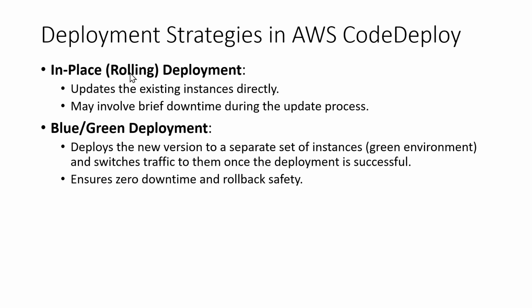Okay, so if you are going with in place, it updates the existing instance directly and may involve brief downtime during the update process. What they are trying to say is, when you go with the in place deployment, assume that you have already deployed your application in an EC2 instance. So it is running as good as possible, and people are trying to access it well and good.